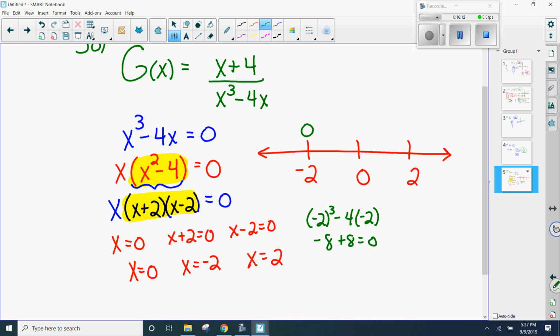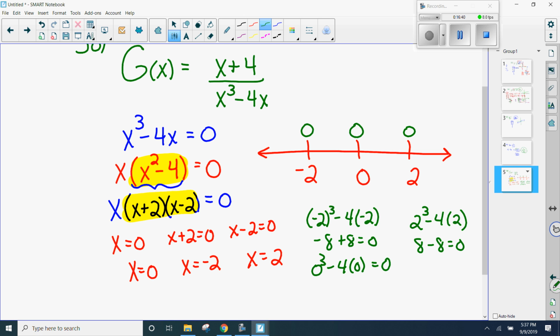If you put 0 in, you get 0 cubed minus 4 times 0, which is 0. You cannot divide by 0, so that does not work as your domain because you're going to get an error on your calculator. If you put 2 in, you're going to get 2 cubed minus 4 times 2, and it's just the reverse of signs. You're going to have 8 minus 8, which is 0 again, and that does not work.